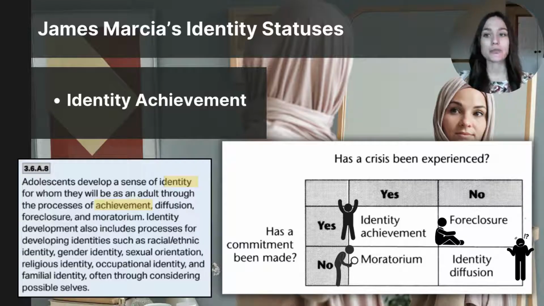Identity achievement refers to a status when an individual has explored different options and has made a conscious commitment to their identity. They have a clear sense of who they are and what they value. Identity achievement in a young adult might look like a teenager who has explored different career options, values, and beliefs, and has made a conscious decision about the career they want, the religion they believe in, and other important aspects of their life. And they might have spent time trying different things out, reading, understanding, and questioning to come to the decision and the identity that they've chosen. And this would be identity achievement.